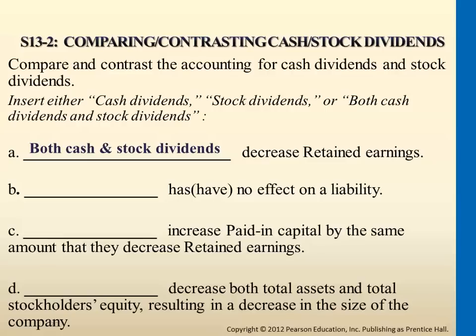Okay, which one has no effect on liability? Stock dividends has no effect on liability. Very good. For cash dividends, when we declare it, we have dividends payable. Stock dividends, we only have one entry, when we actually pay it out, issue the stock to shareholders. So stock dividends is just, again, a rearrangement of equity. We reduce retained earnings, we increase common stock. So there's no effect on liability account or asset account.